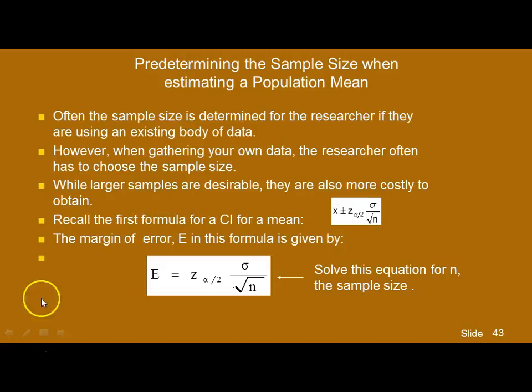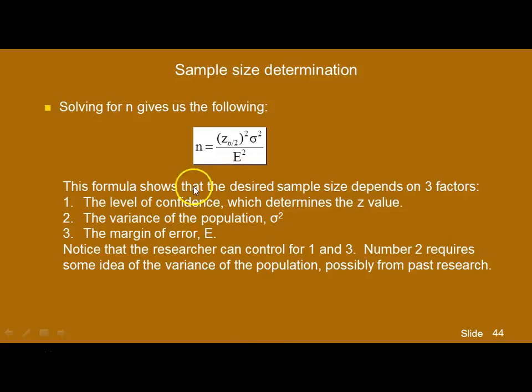Notice that equation has four parts to it: E, the z value, sigma, and n. Just take that equation and solve mathematically for n, the sample size. You don't have to worry about the math, but if you like to do the equation, you'll have to multiply both sides here by the square root of n to get that out of the denominator, square it to get rid of the square root sign, and divide the E over to the right-hand side. When you do that, you will get the following formula. N is equal to the z value squared times sigma squared over E squared.